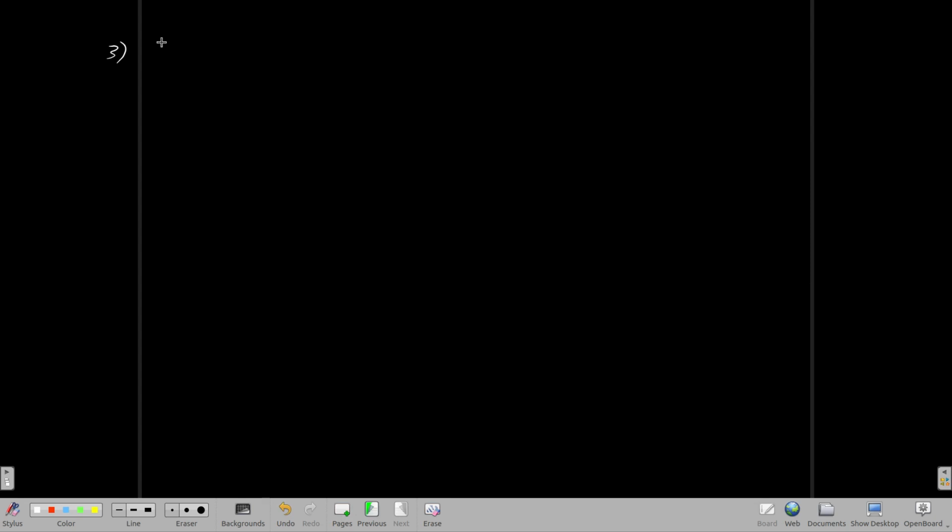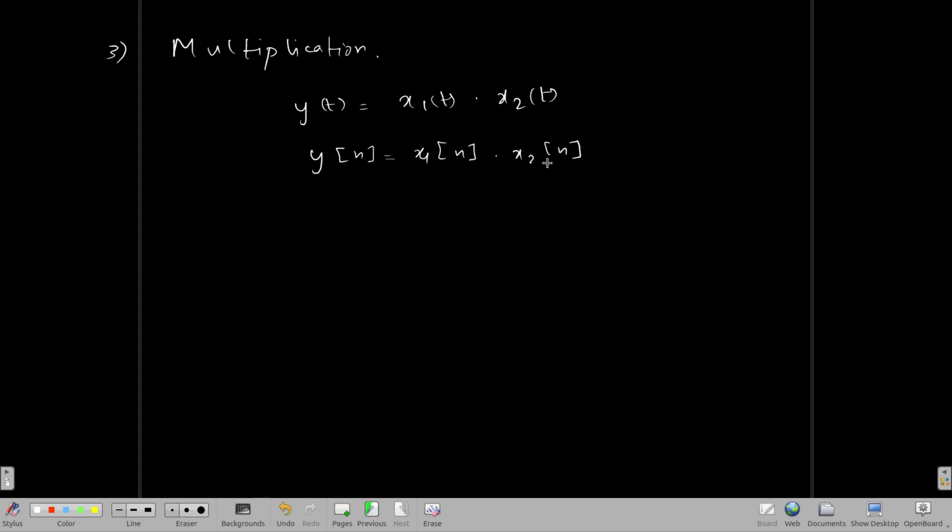The third one is multiplication. So we have y of t is equal to x1 of t into x2 of t. Similarly, y of n is equal to x1 of n into x2 of n, right? This is also similar to addition. For every point where either of the signal has a non-zero value, you have to consider.